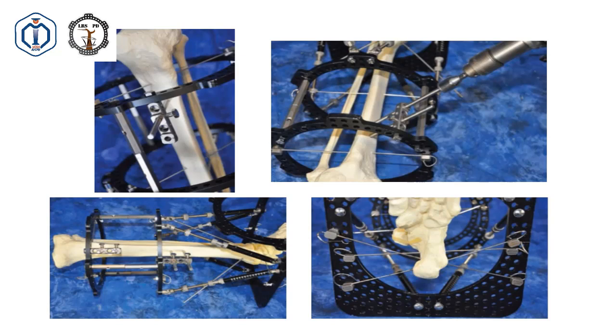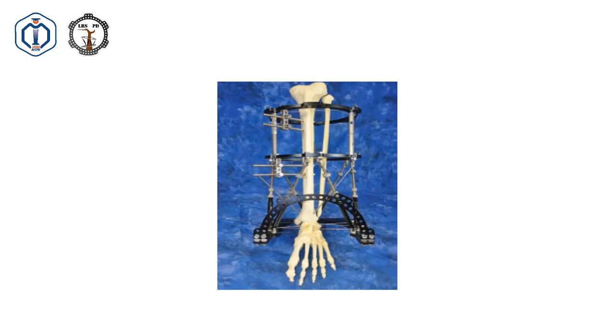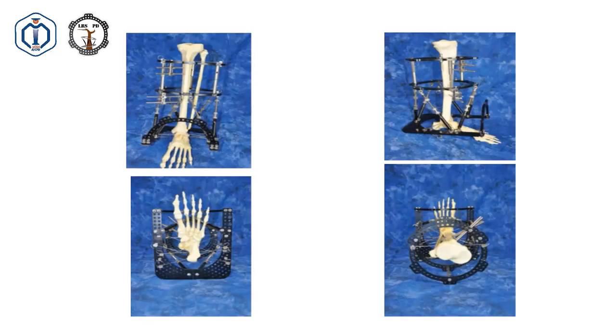And you look at the distribution of the half pins and the configuration of the wires in the calcaneus, and also 2 olive wires in the talus. At the end this is our frame with compression arthrodesis with calcaneal fusion, and this is the end shape.